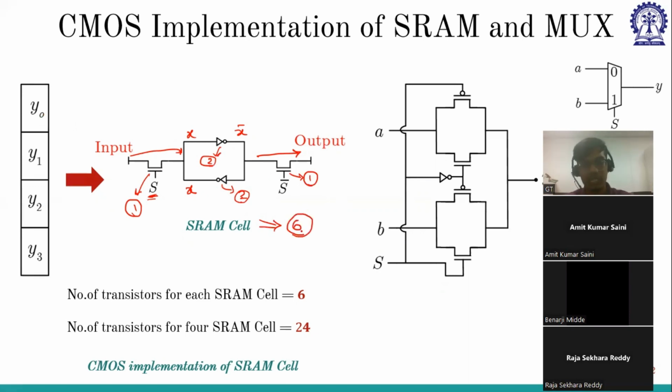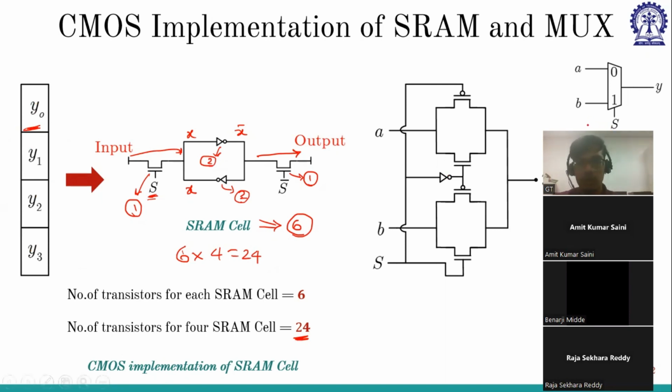So 6 transistors are needed for a single Y0, but we have 4 of them. So it will be 6 into 4, that is equal to 24. Twenty-four transistors are needed for storing the data of Y0, Y1, Y2, and Y3. So we have 24 cells for Y0, Y1, Y2, Y3. And then we have used a mux, right? So this is the mux, depending upon the select line.